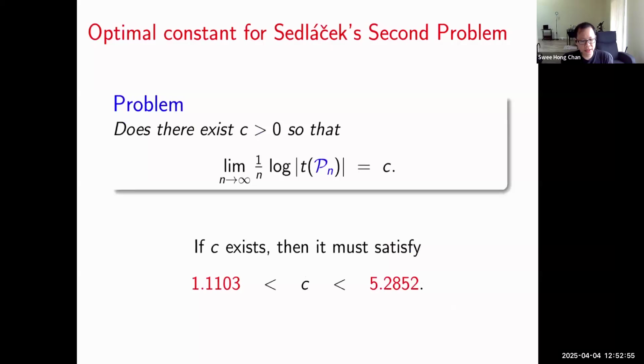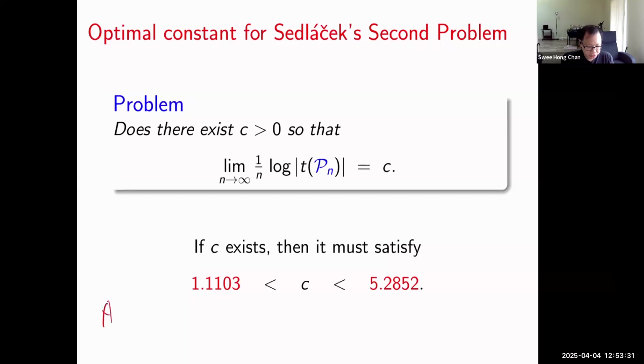The second open problem is about planar graphs. We now know that this TPN is between 1.11 and 5.28 to the power of n. It's natural to ask whether this constant actually converges to a constant c, this exponent. And if this constant c converges, then it must be between 1.11 and 5.28. And I strongly believe, if this is true, that 1.11 is not optimal.